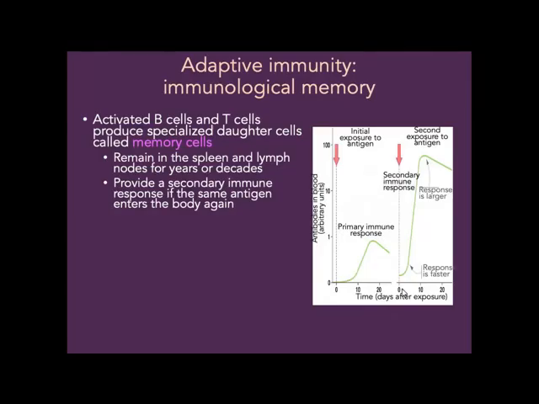All right, so once you have activated B cells and T cells, they'll produce these specialized daughter cells called memory cells, right? So they'll divide and divide and divide, and a lot of the cells will go to help fight the pathogen, but then some of the cells will get set aside for later. And so these memory cells that are set aside for later can remain in the spleen and the lymph for years or decades. So if you are ever exposed to the same pathogen again, your body already has produced a very specific kind of a cell that can recognize that pathogen.